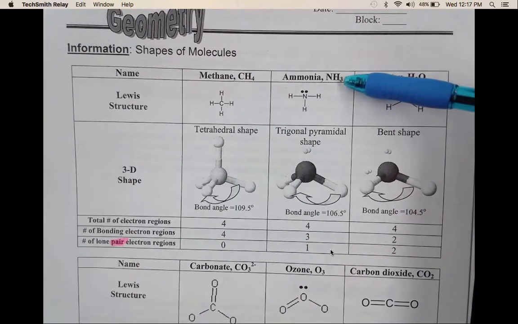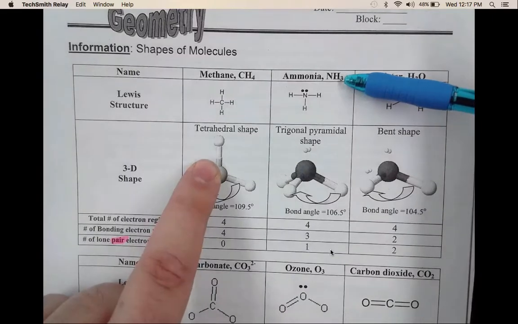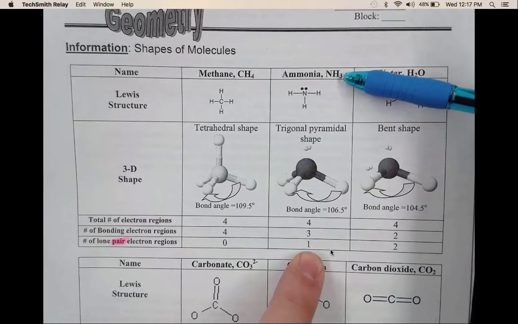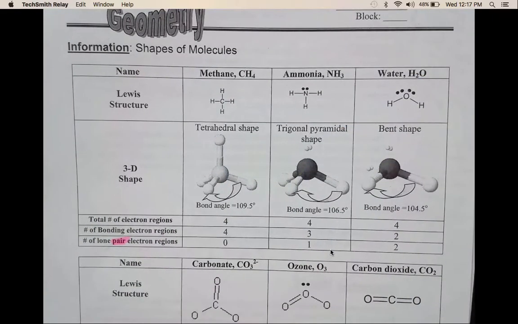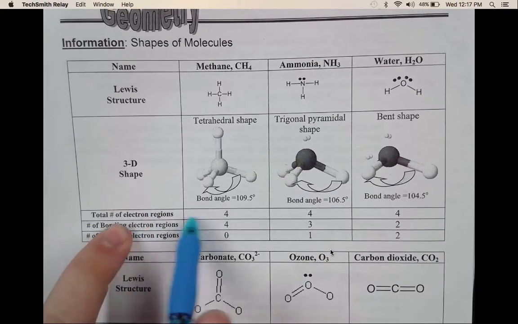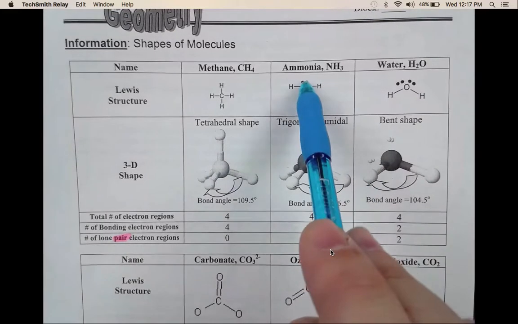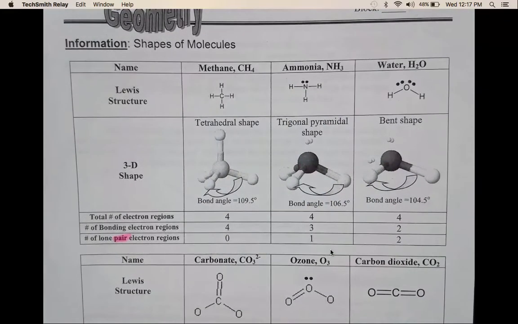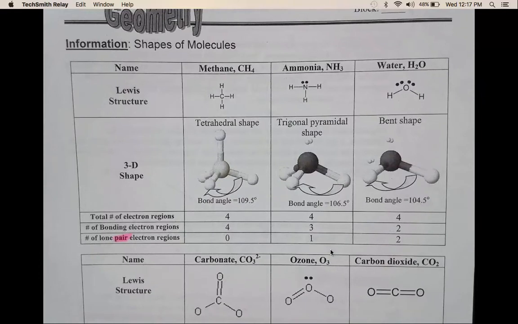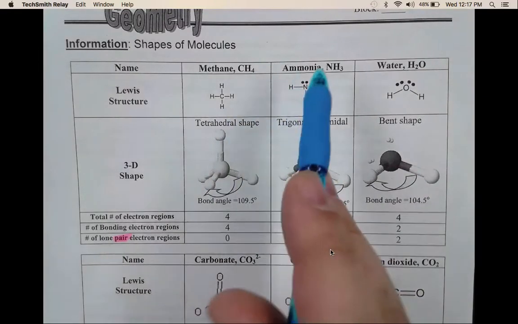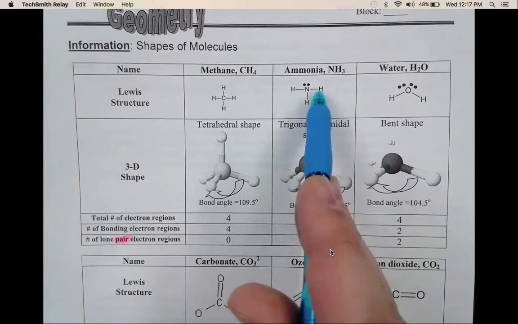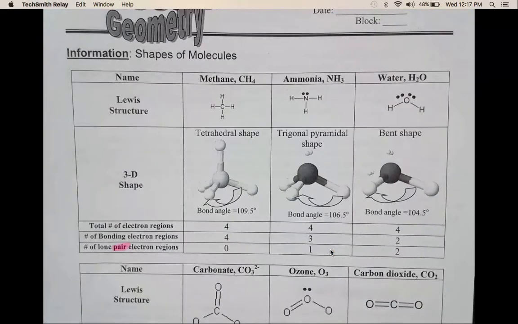So if we look right here over at ammonia, I'm going to skip this example of methane just because ammonia has all three types of regions for us to look at. So first, total electron regions. Total electron regions are the places around the central atom that have electrons. The maximum you can have is 4. You can look and see you have 1, 2, 3, 4 sides that have electrons around it.